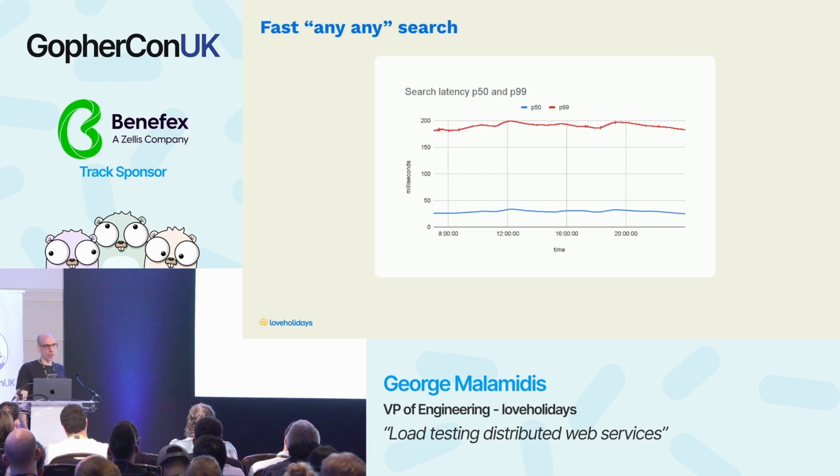We want in real time to be able to search and sort all of those with requirements that are displayed in this graph. The blue line is our P50 latency in milliseconds, and that's about 30 milliseconds, and our P99 is 200 milliseconds. Quite an interesting challenge.